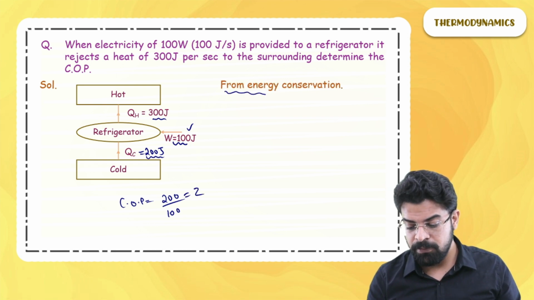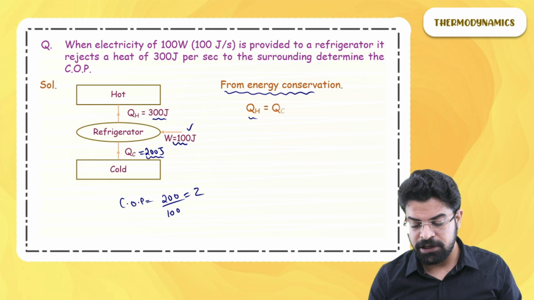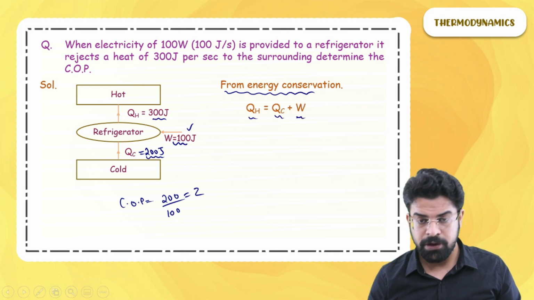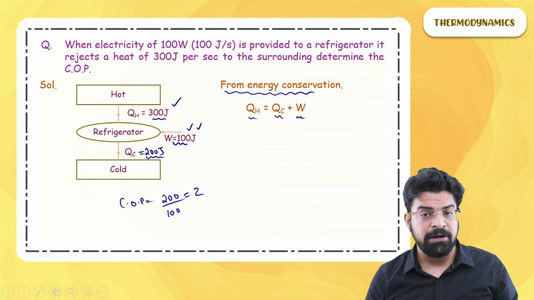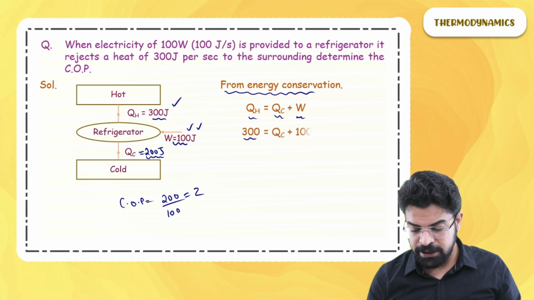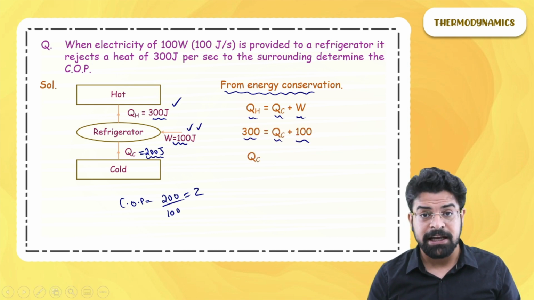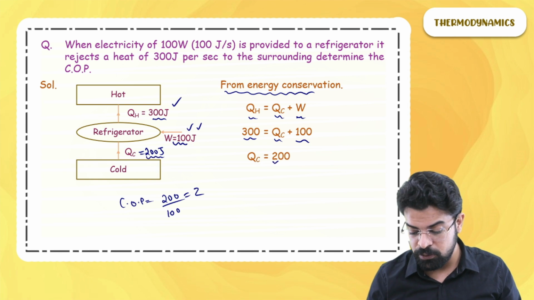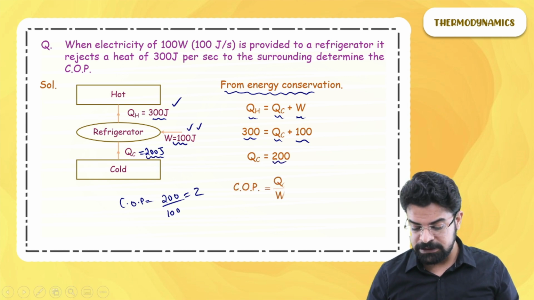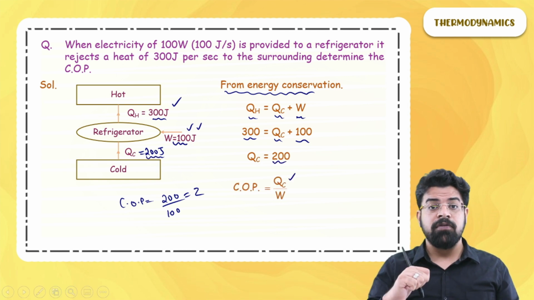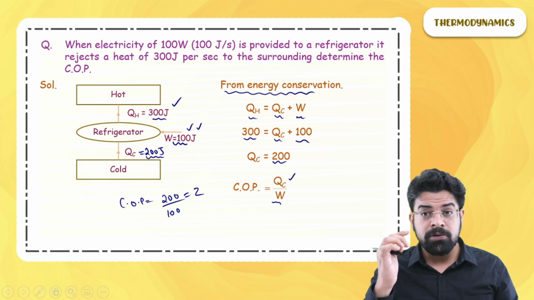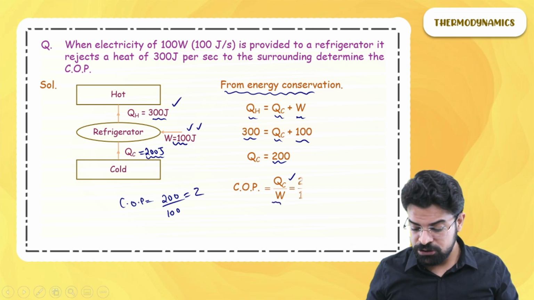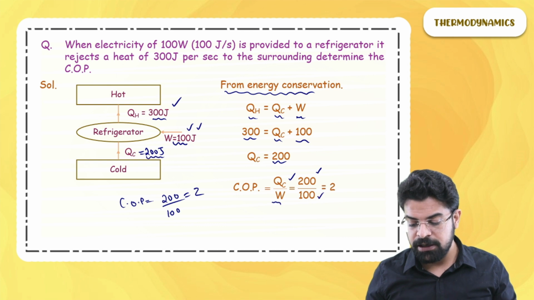So from energy conservation, we can say that QH equals QC plus W. QH is given, W is given. So you will say 300 equals QC plus 100. So the heat extracted from the cold object comes out to be 200 joule. Coefficient of performance is heat extracted from the cold upon the work done, upon the energy input. So that will be equal to 200 upon 100. That will give you 2.